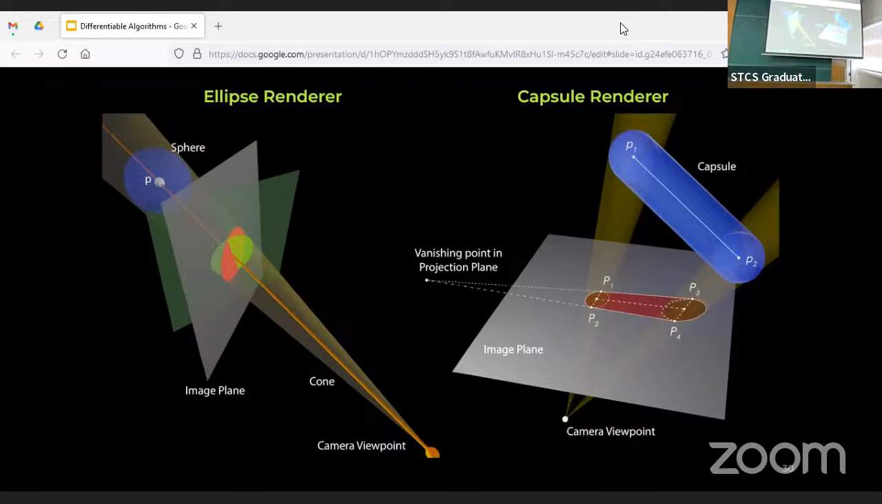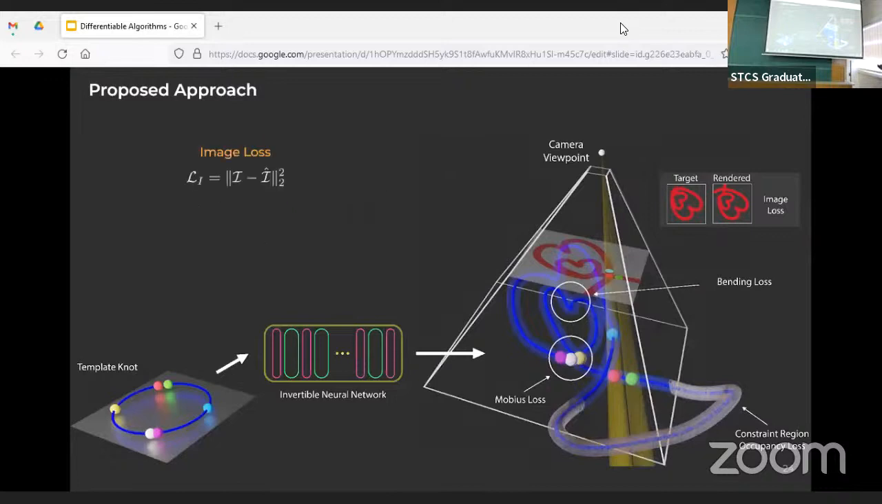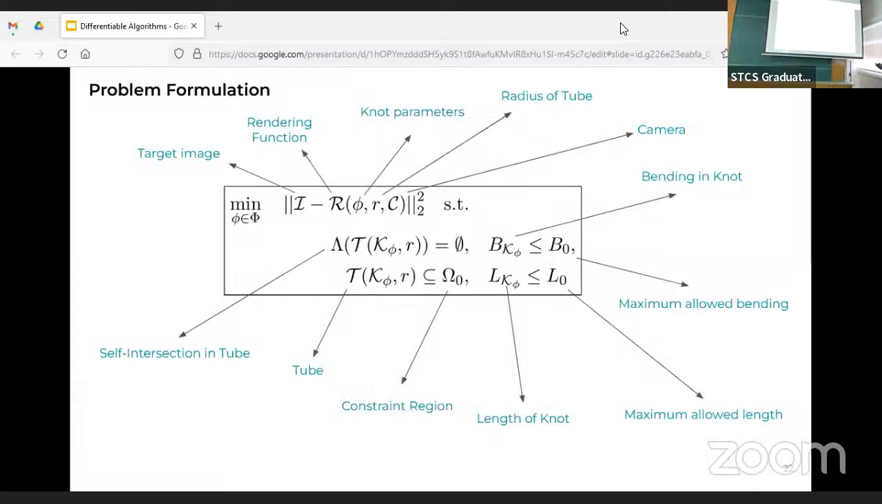No, that's a problem, I know that. But where does this show up in the equation? Ultimately, we had an optimization problem, right? Yes. Where does this go? This is the image loss. This is I hat, and I hat is this rendering. This is the ellipse renderer or the capsule renderer. Oh, this is the rendering function.